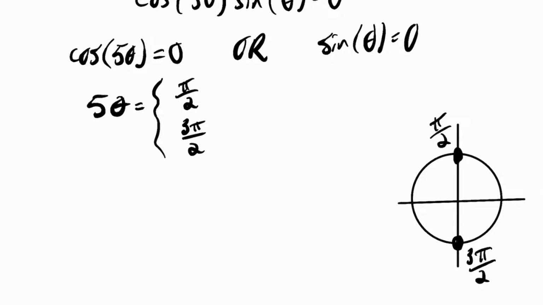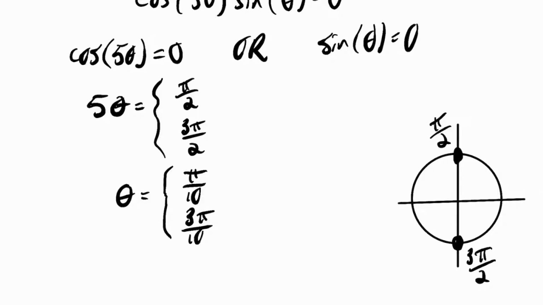equals, well, there are 2 possibilities, pi over 2 or 3 pi over 2. Okay? Now, I'm not solving for 5 theta, I'm solving for theta, so I'll divide by 5 on both sides. The right-hand side has 2 levels to it. Hopefully, we've done that before, and that makes sense. So then theta equals, if I divide by 5 on both sides, pi over 10 and 3 pi over 10. Those are the 2 results.